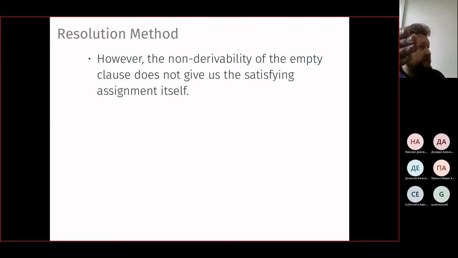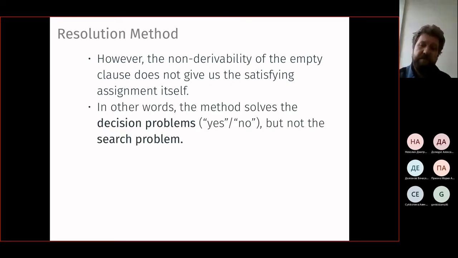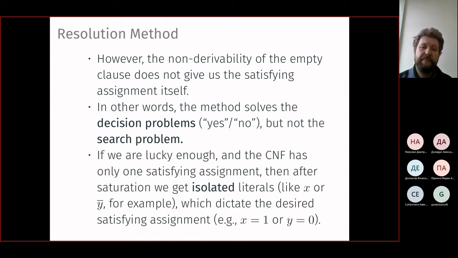This means that we have to do something extra, because then probably both p and not p could be true, but there could be other constraints. For example, you could have p or q, and p or not q. This means you cannot make p false and q true. So this method solves the decision problem, yes or no, satisfiable or not satisfiable, but it doesn't solve the search problem. This is the difference. If you're lucky enough, you can have isolated clauses, and then you are dictated what the satisfying assignment should be, but it's not always the case.